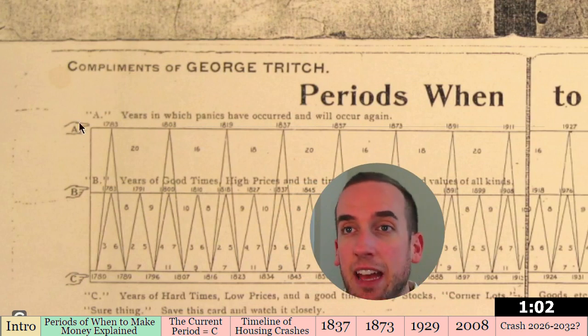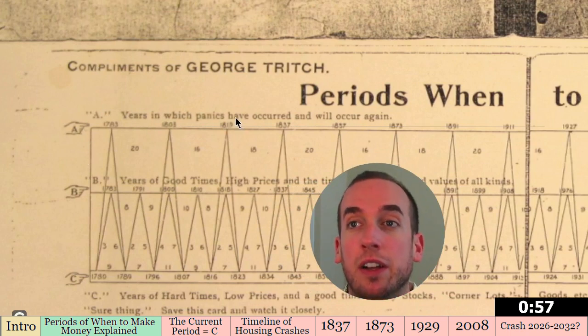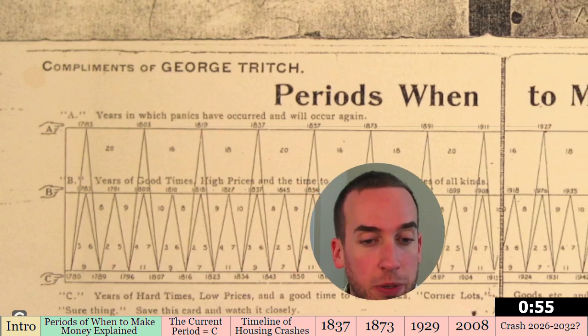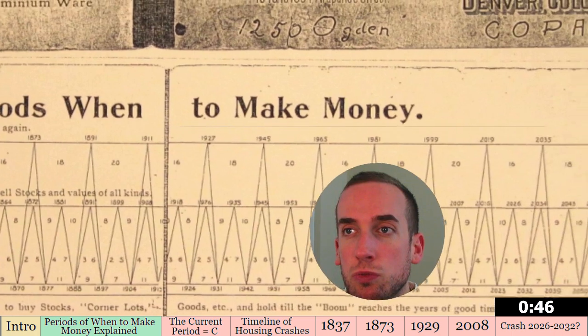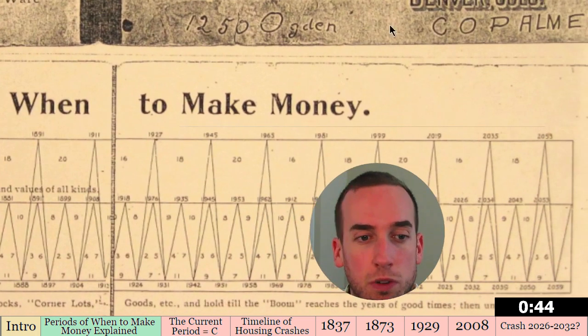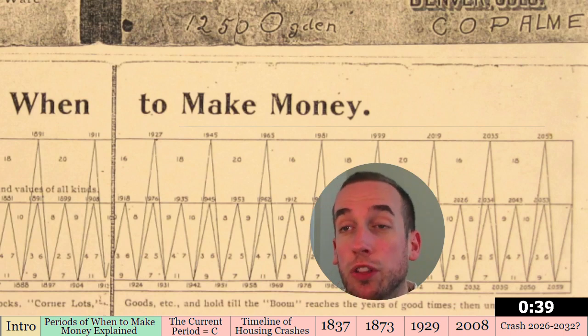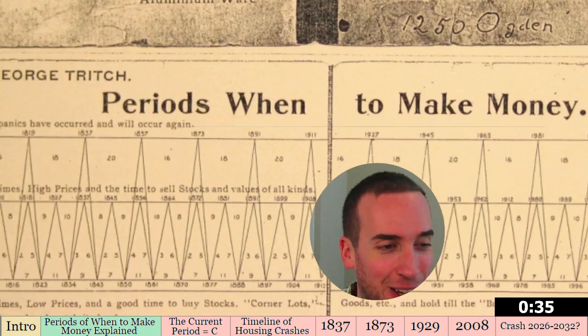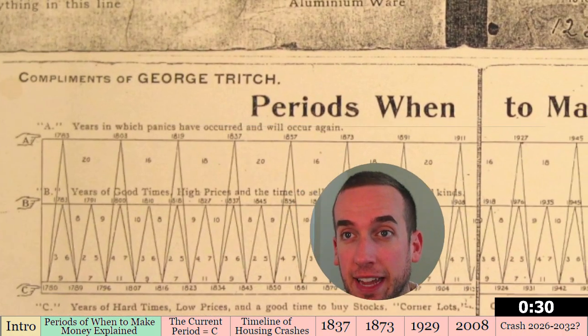So we have period A up here. It says years in which panics have occurred and will occur again. And to just put any skepticism to rest, right here is 2019, right before the Great Lockdown, whatever you want to call it. So that is periods of panic that have occurred and will occur again.